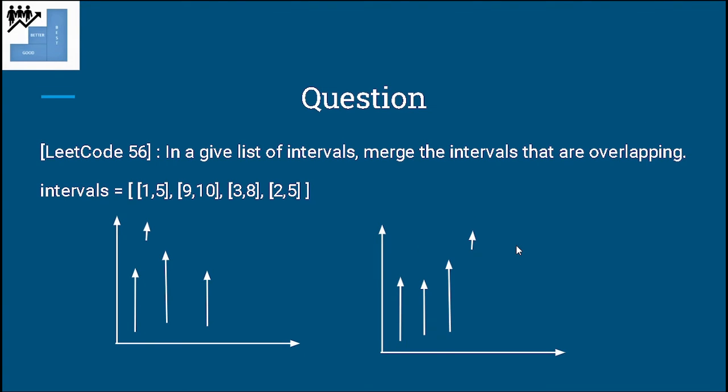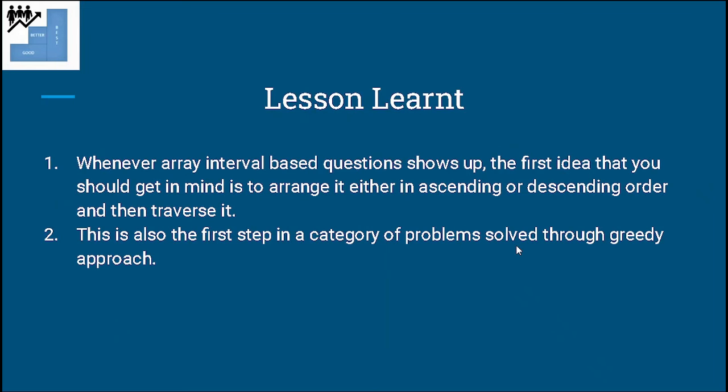I'm very sure that this particular video was full of lessons learned, so let's again revise it. Whenever an array interval question shows up, the first idea that you should keep in mind is to arrange it in either ascending or descending order based on, if it is two dimensional, row or column, or if it is multi-dimensional, based on some index, and then you traverse it.